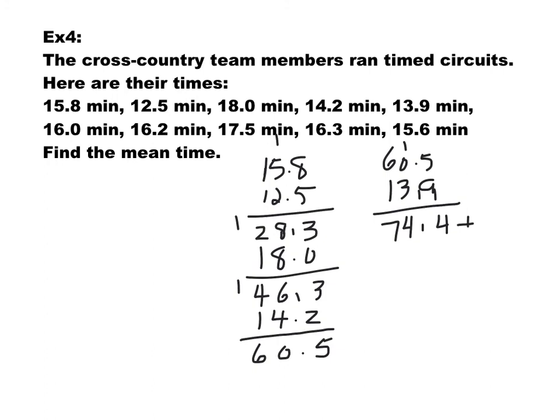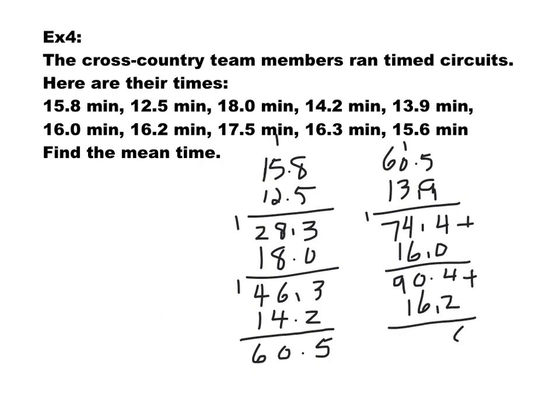So plus 16. 4 plus 0 is 4. 4 plus 6 is 10. 1 carried over. 1 plus 7 is 8, plus 1 is 9. So it's 90.4. Now we have to add 16.2.